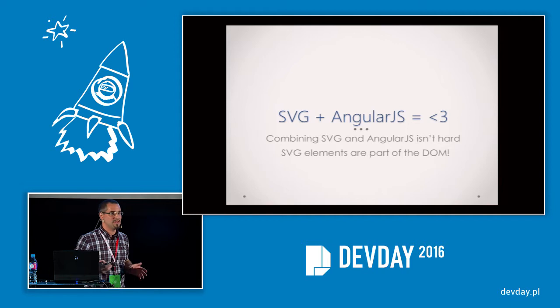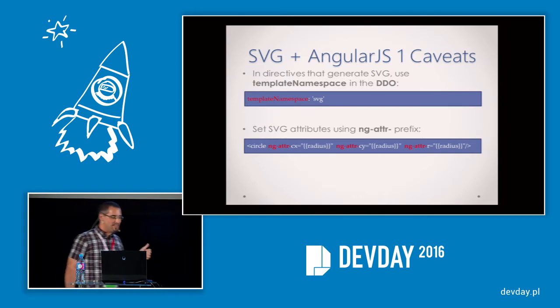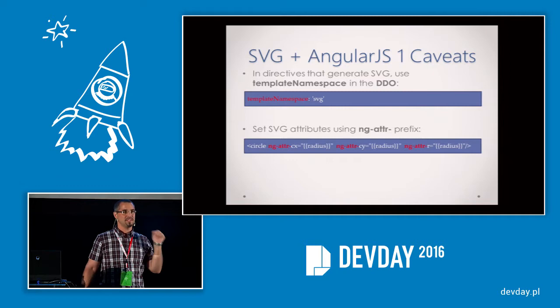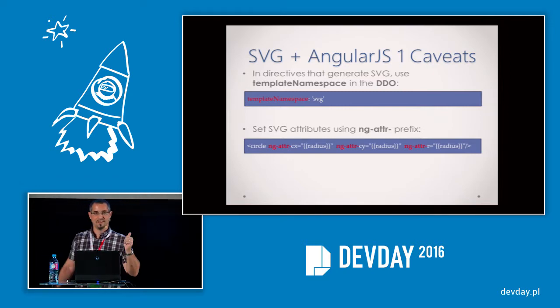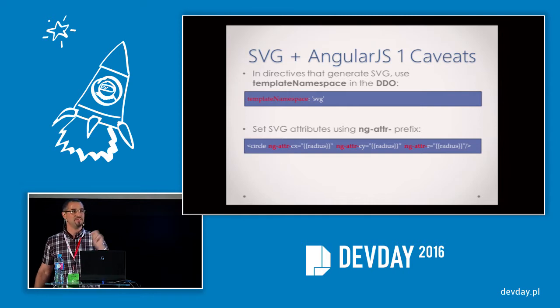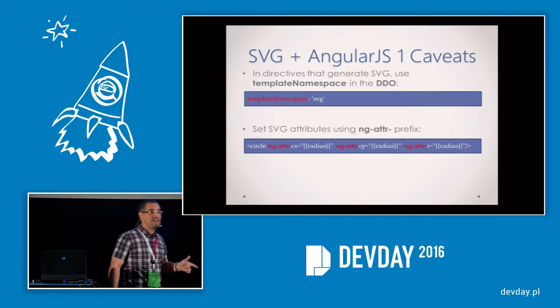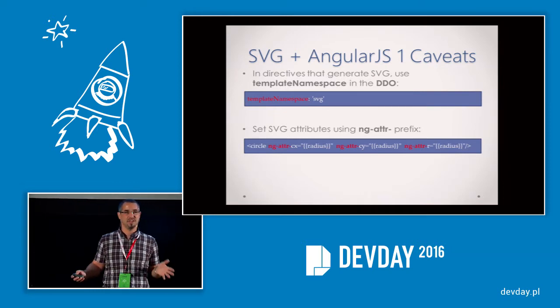There are some caveats before you do that. Okay, so let's talk about the caveats. First of all, if you're creating an Angular directive, you have to say that the directive is going to generate SVG. You will have to put template namespace in the DDO, the directive definition object, and point it to SVG. If you don't do that, you will get an HTML element and not an SVG element.